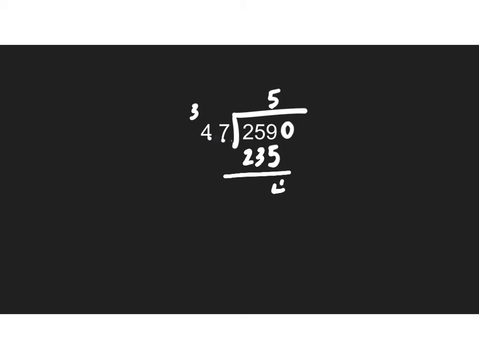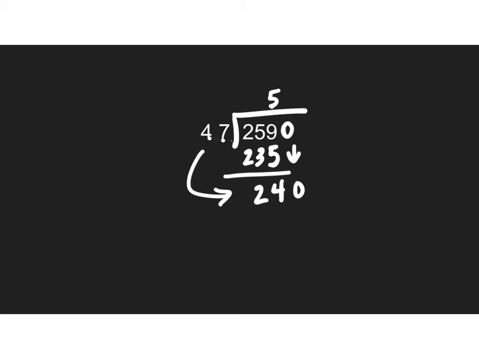I'm going to go ahead and do my subtraction. And I'm going to get rid of this so I don't get confused. All right, I'm going to bring down my 0. Now my problem becomes 47 goes into 240 how many times? All right, so now my problem becomes 240 divided by 47.